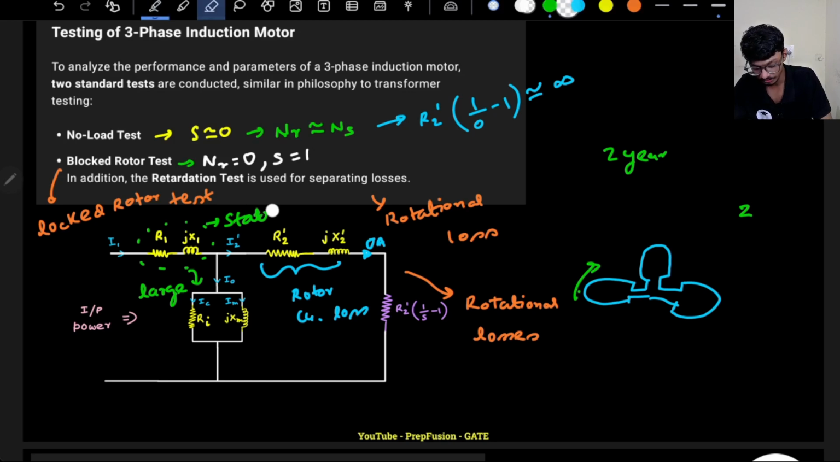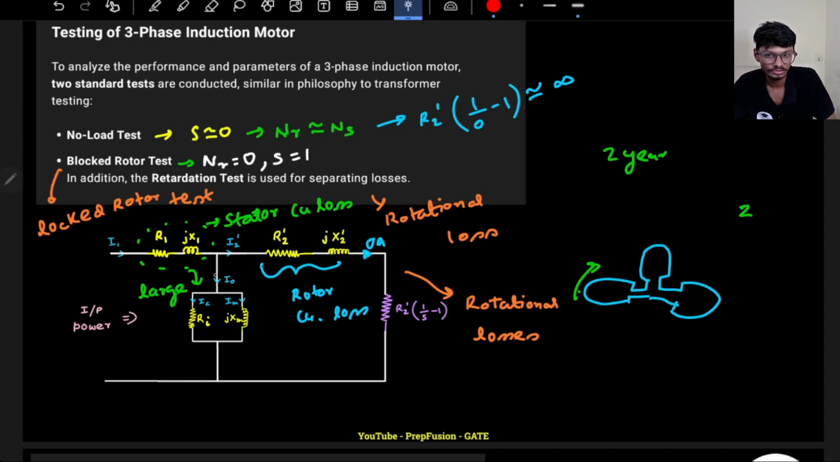In case of transformers, if you remember, we ignore the stator copper loss, because the no load current was very low. But this time I cannot neglect the stator copper loss. It will be high because it has to supply the magnetizing current, and the magnetizing current itself is very high. So the stator copper loss will be very high. I cannot neglect the stator copper loss, but I can neglect the rotor copper loss.